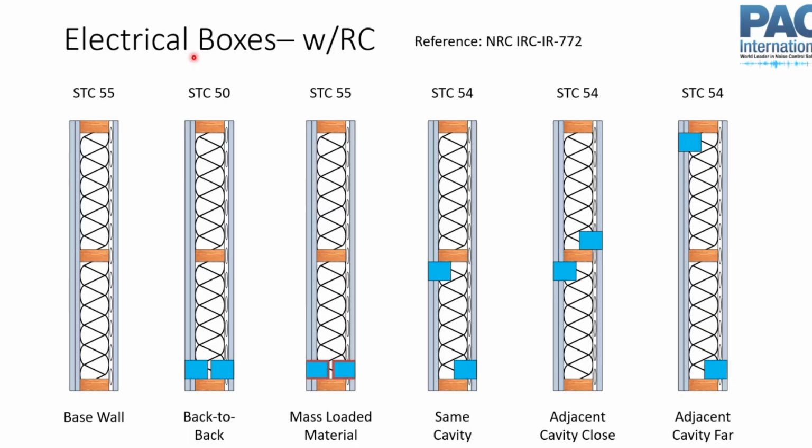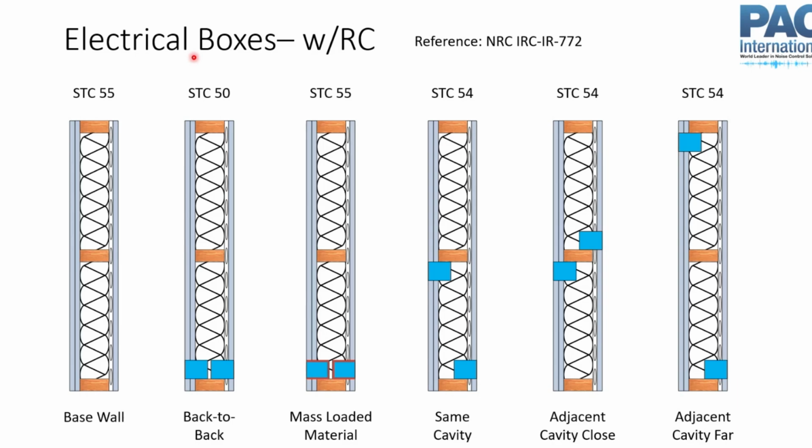So we have a base wall, it's 2x4 wood studs, RC, a few layers of drywall. It's STC 55, this test configuration. And then you can see if you have back-to-back electrical boxes, right? You have this weak point in your wall, and this is just one electrical box on either side of this wall. And it reduces your STC rating by 5 points.